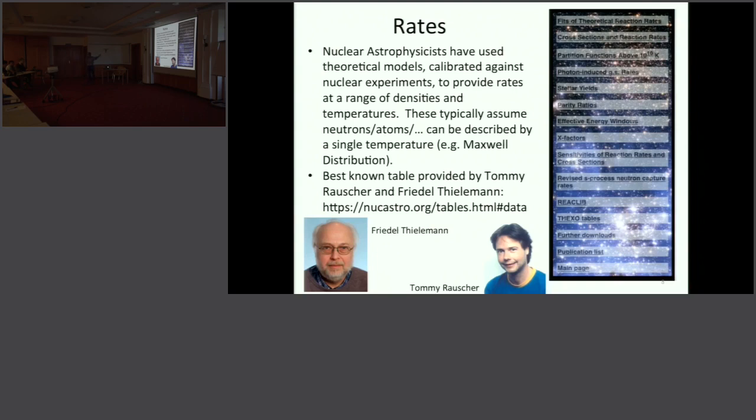is. When we do rates for astrophysics, we typically assume everything is thermalized, so the cross section as a function of energy can be turned into a rate as a function of temperature. So you just get a rate as a function of temperature. You can then provide the rates for a range of densities and temperatures to put in your nuclear burning network and solve for nucleosynthesis.